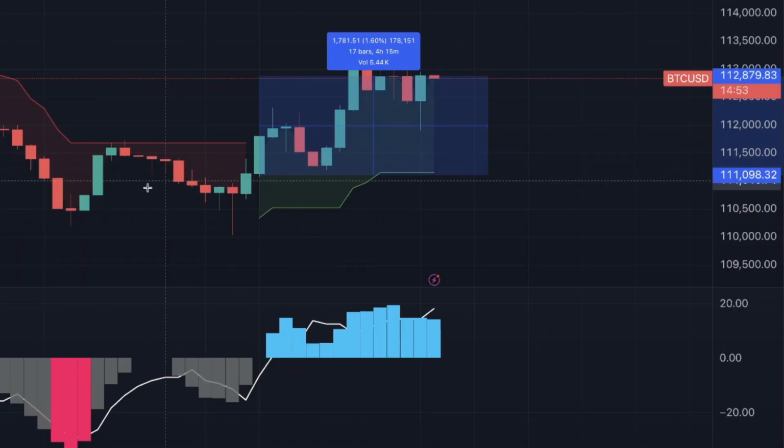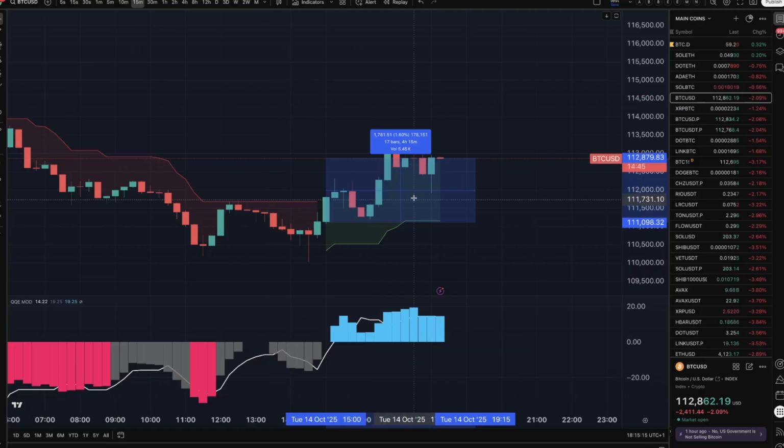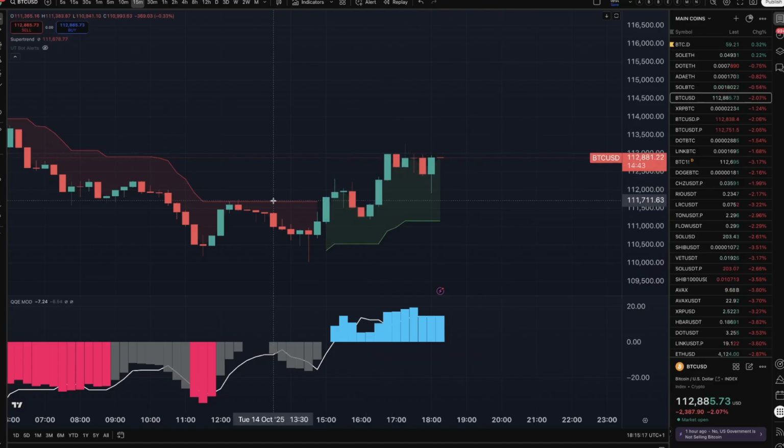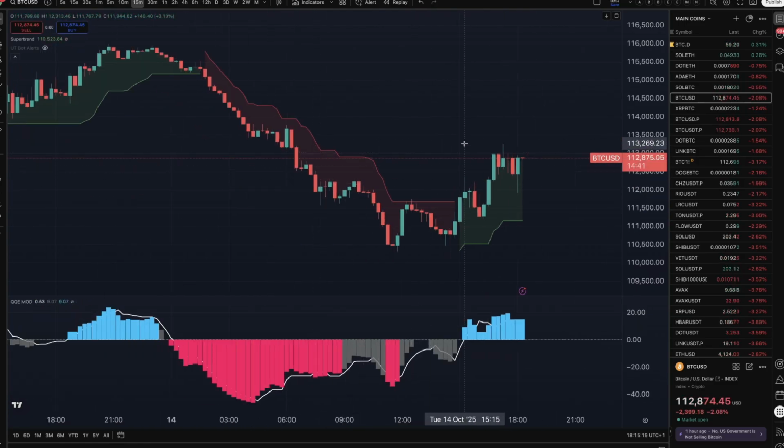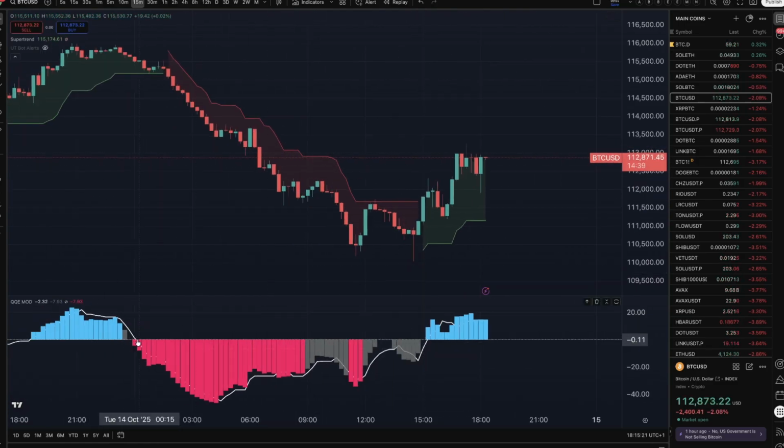So right now, as you can see, it's turned green, and our QQE mod indicator is also blue. So this is a great opportunity for a long. We would close that trade only when the Supertrend turned red and we started to see red on our QQE mod. Pretty simple, right? Any questions, leave them in the comments below.